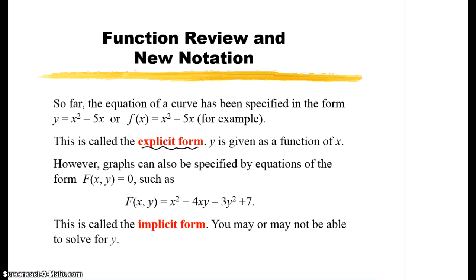However, graphs can also be specified by equations of the form capital F of x and y, two variables, equals 0. Such an example would be F of x, y equals x squared plus 4xy minus 3y squared plus 7. This function is defined by both x and y variables. This is called an implicit form. You may or may not be able to solve this for y. You may not necessarily be able to isolate y by itself on one side of the equation. So we're going to deal with these functions in this section.